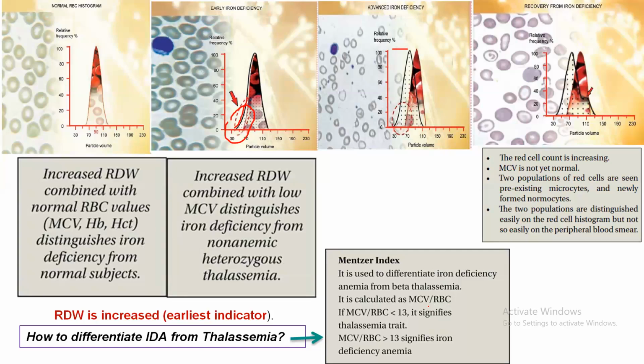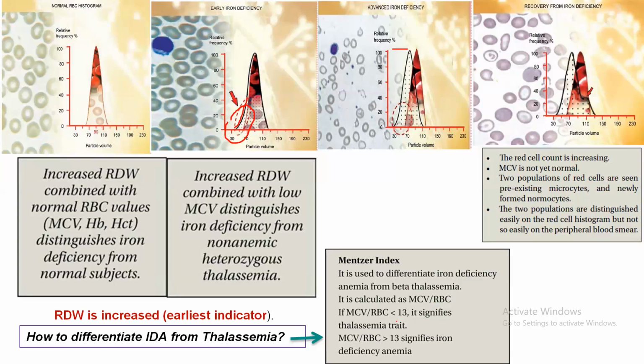So there will be a disparity between the hemoglobin and the RBC count. They might have a hemoglobin of 6 or 7, but the RBC count, you can see, is 4 million, 5 million. That's where the bone marrow is trying to compensate to produce more number of RBCs.